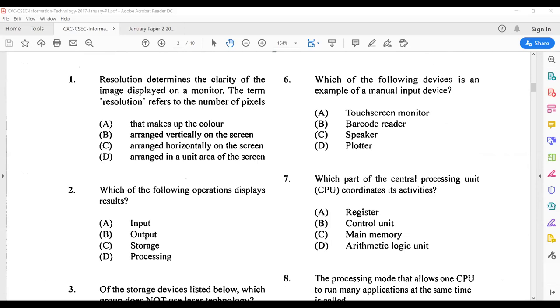Resolution determines the clarity of the image displayed on a computer. The term resolution refers to the number of pixels that make up the color, arranged vertically on the screen, arranged horizontally on the screen, or arranged in a unit area of the screen. What do you all think that answer is? What will be the answer for question one?